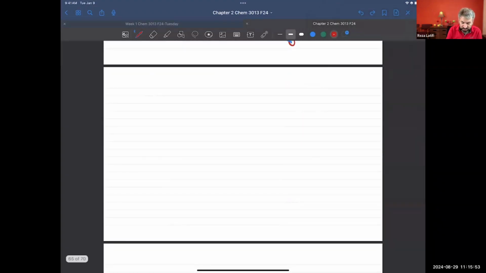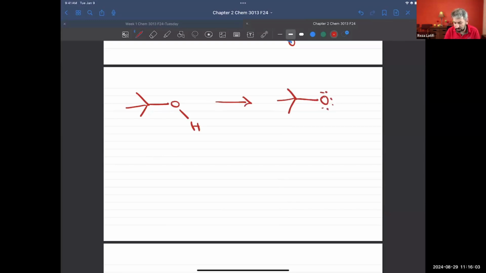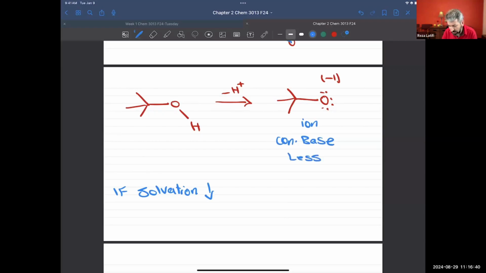So this is the molecule that we started with, and it turned into such a molecule. We have a negative charge. Of course, we have hydrogen, and the hydrogen is taken. So the hydrogen is taken by, let's say, a base or whatever. Okay, we said if solvation, or surrounding the ion, happens to be less effective, so if the solvation goes down, then our conjugate base will be less stable.